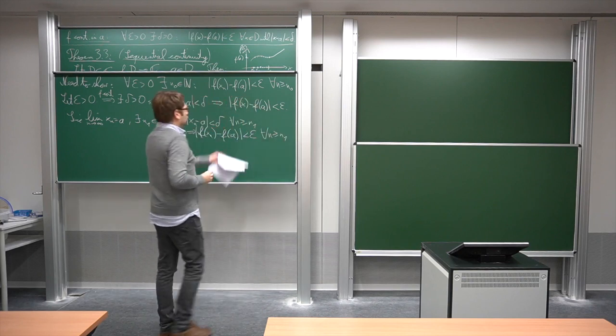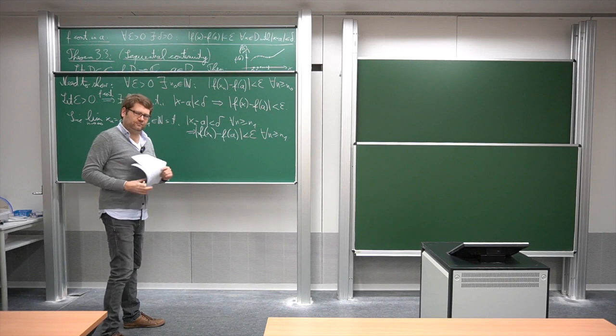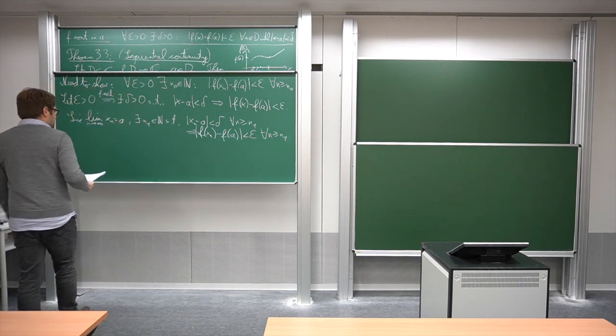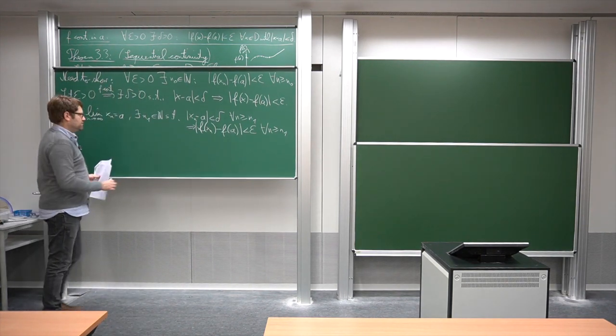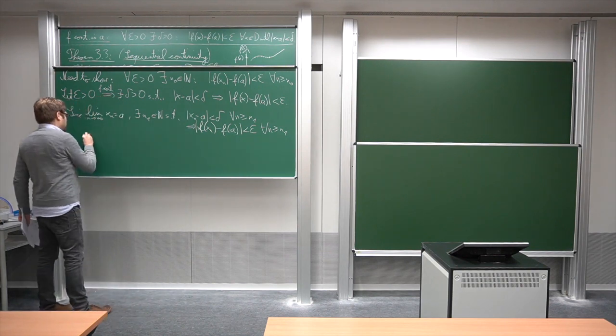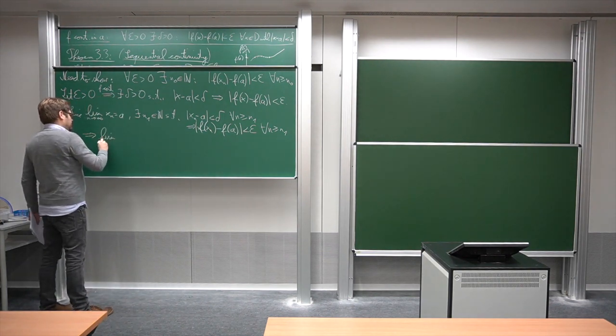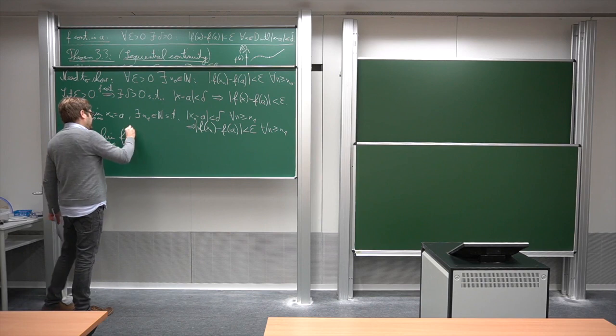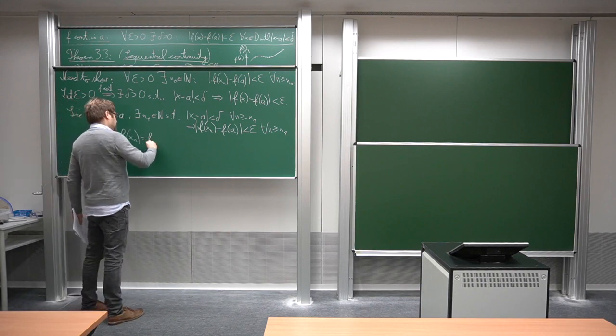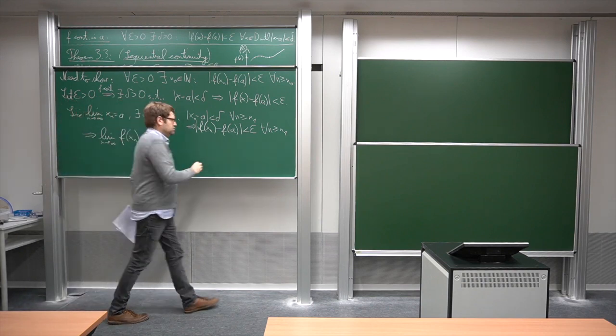And this is what I wanted to show. Now it's n1 instead of n0, but this is the number that we need here. So this really shows that the limit as n goes to infinity of f of xn is f of a. And this is what we needed.